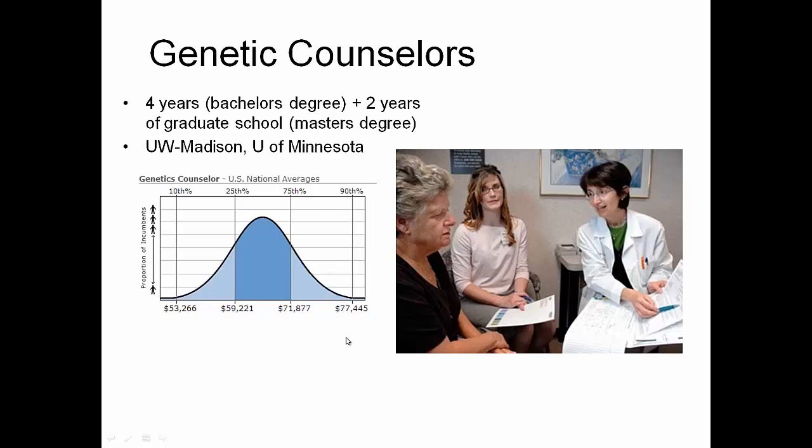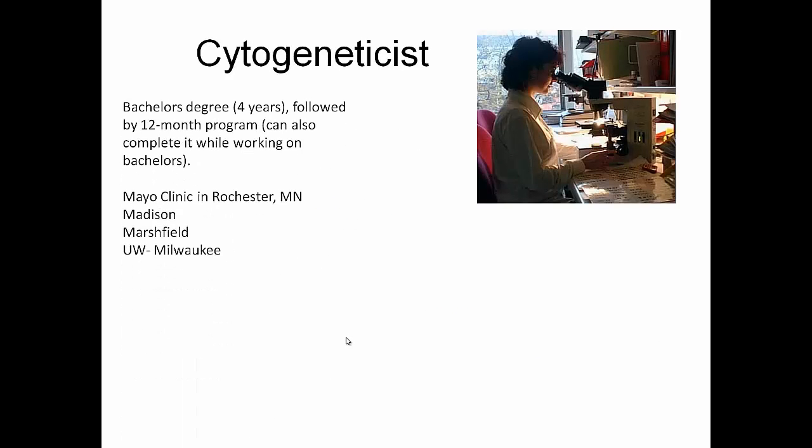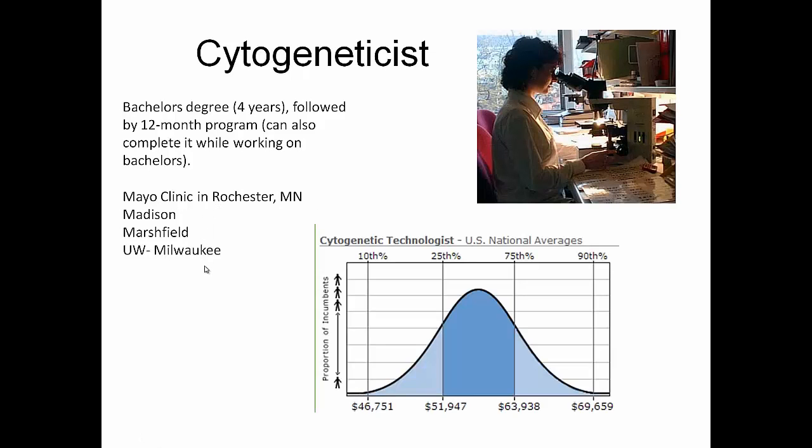A cytogeneticist is somebody who uses microscopes and would do things like karyotypes and analyzing chromosome samples by looking under microscopes. This is a 4-year degree, followed by a 1-year program, which can also be done as you're completing your 4 years. Different places nearby that do this: Mayo Clinic in Rochester, Madison, Marshfield, Milwaukee. Median income, again, around $60,000. On the high end, almost $70,000.